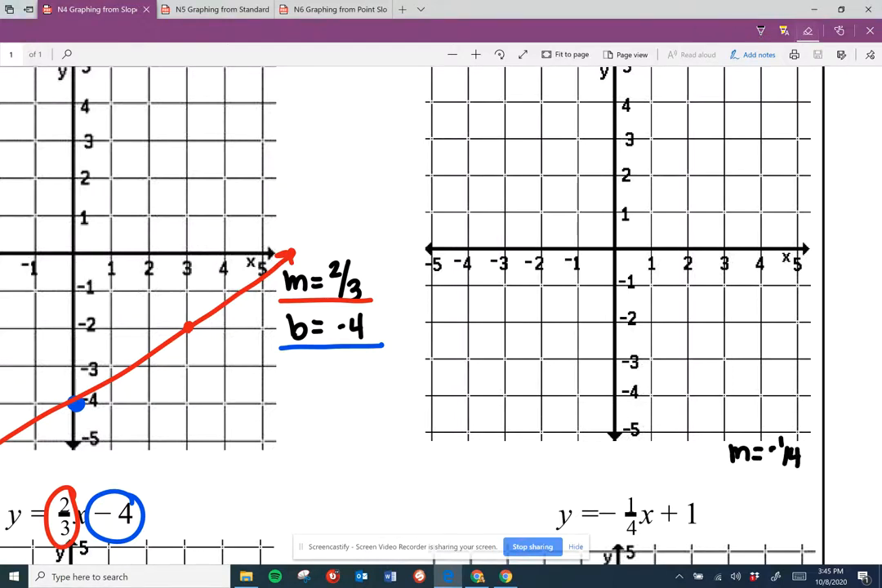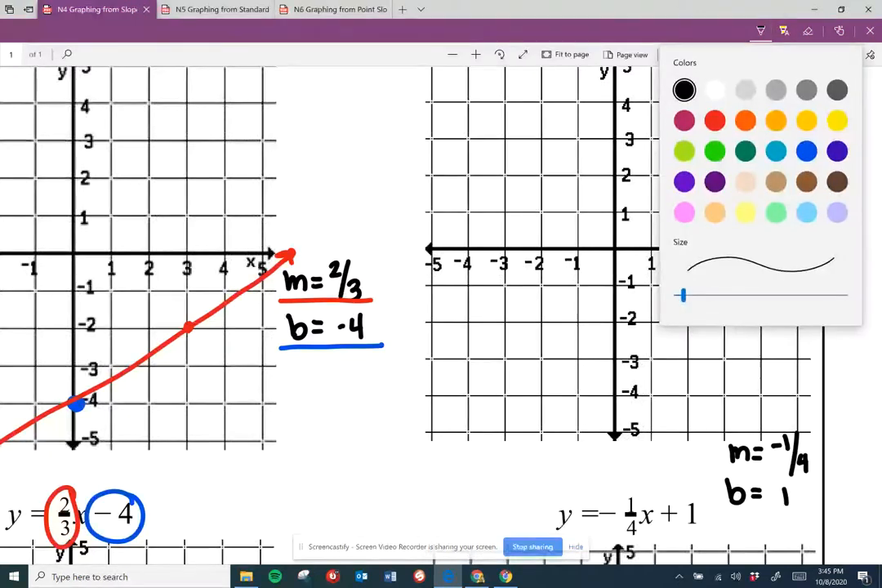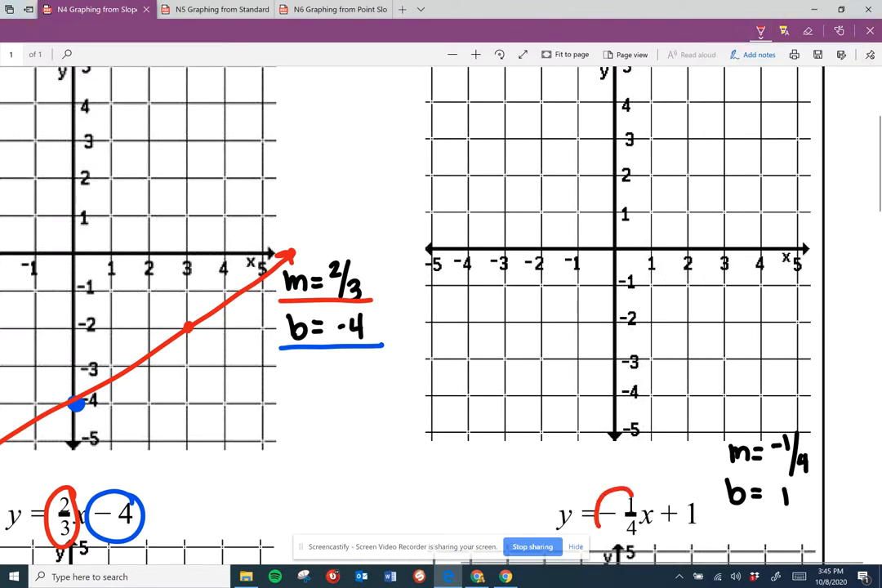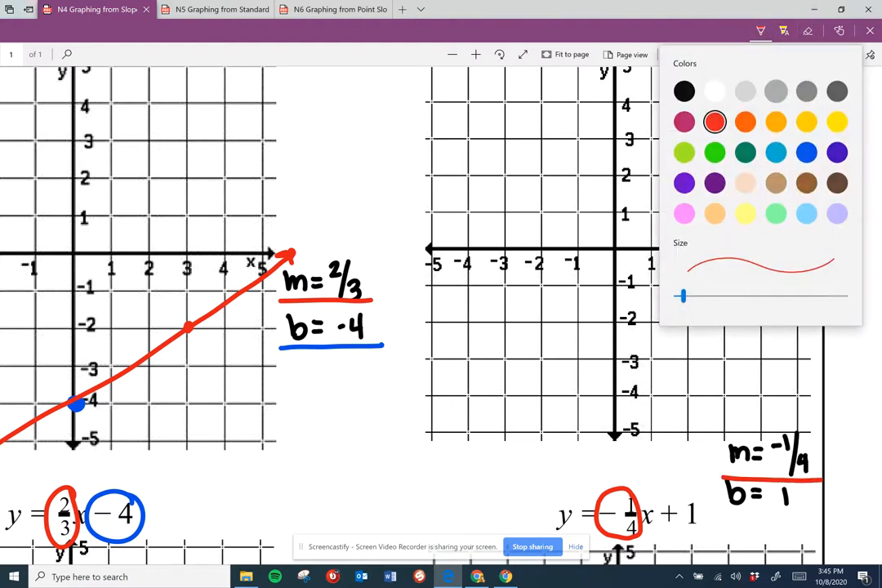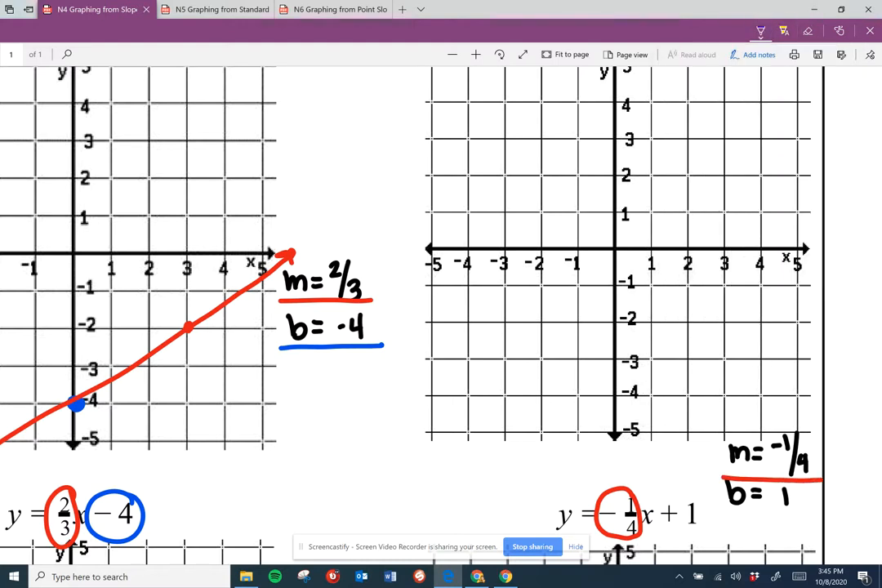Sorry, that was hard to read. Try again. -1/4. The b is +1. Okay, so the m, it's just going to be those first values. It's going to be our m, and then the b value will be the plus b that we have there at the back. So that's where it will come from.